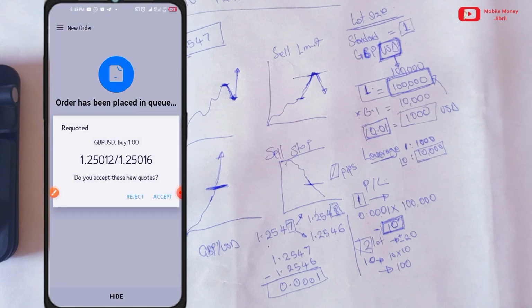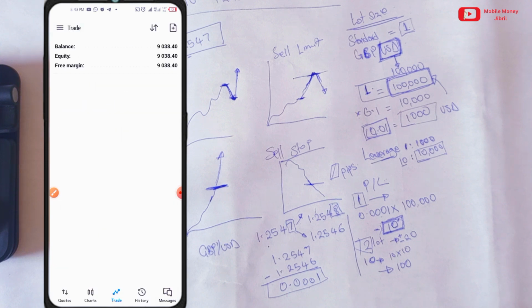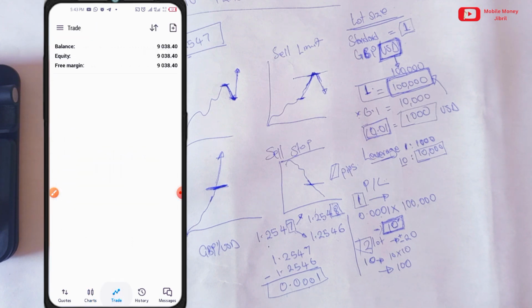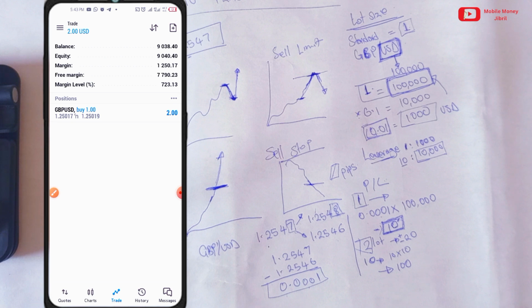Let me get a new quote. Let me just set up mine so that I can get everything done right. GBP USD. Yes. So I'm going to place my trade. And it is done. You can see right now I've placed a trade on GBP USD. I placed a buy trade with one standard lot size.